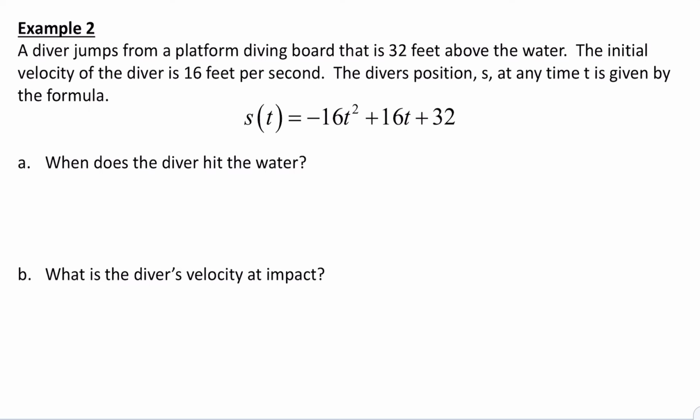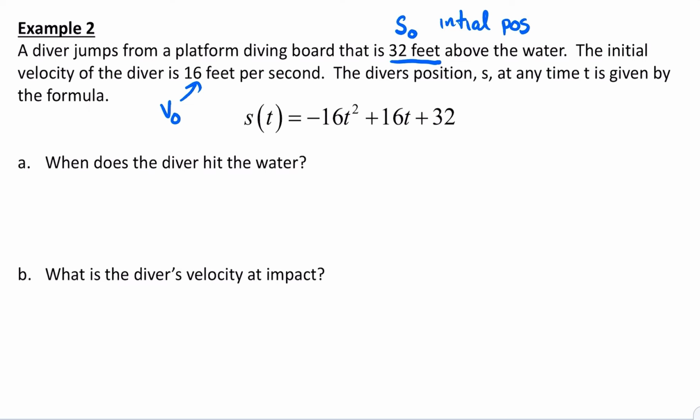Initial, so this is s sub 0 in that formula in the book. Your initial position, and then that is v sub 0, your initial velocity. For those of you that aren't in physics that might not be familiar with the formula.